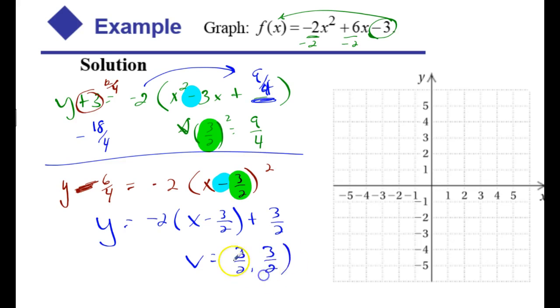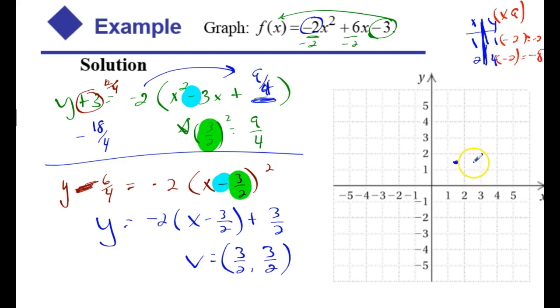3/2, 3/2, which is around 1.5, 1.5. And then the value of a is -2. So instead of going over 1 up 1, over 2 up 4, I multiply this value of a by the y value. So I'm going to go over 1 down 2, and then over 2 down 8 on both sides.